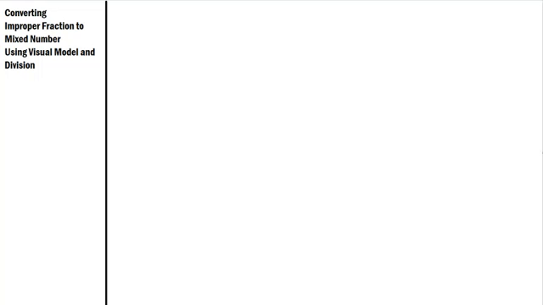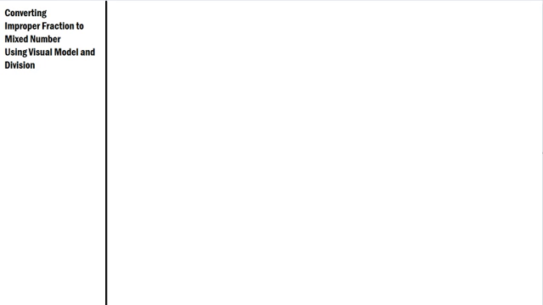Hi, today we're going to talk about converting improper fractions to mixed numbers using both a visual model, and we're also going to show how this can be done with division. So the first thing to know is that an improper fraction is any fraction where the numerator is larger than the denominator. Some people refer to it as a fraction greater than 1 whole.